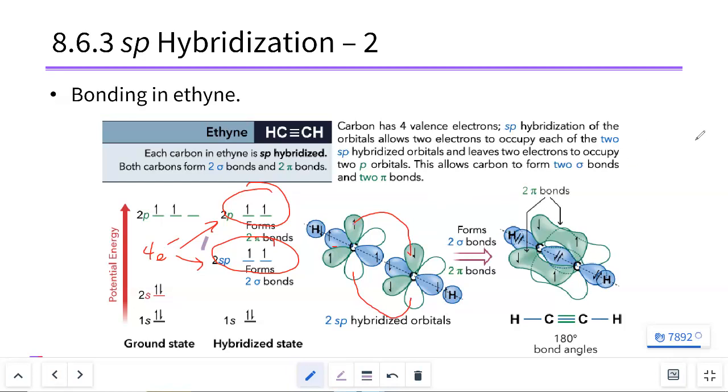And then we have a different set interacting from the side to side. So one pi bond going this way, one pi bond going this way. So you take those two pi bonds plus the sigma bond, there's your triple bond.